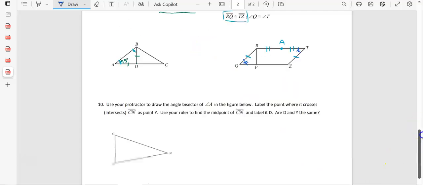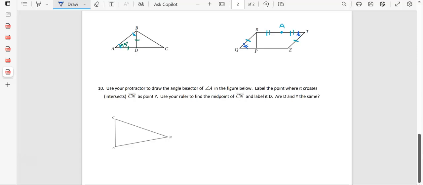All right, so for this one, you were supposed to use your protractor. Again, I don't have a protractor, but I will do my best. To draw the angle bisector of angle A in the figure, label the point where it crosses, aka intersects, segment CN as point Y. All right, so what we're going to do here is angle A, right?